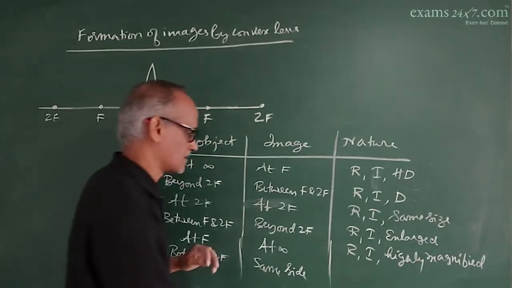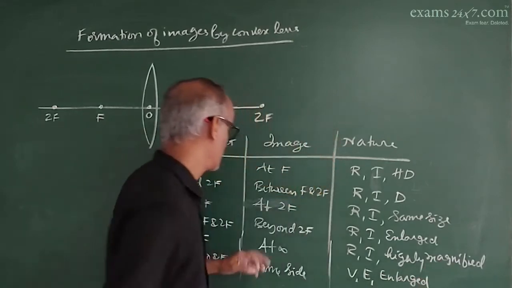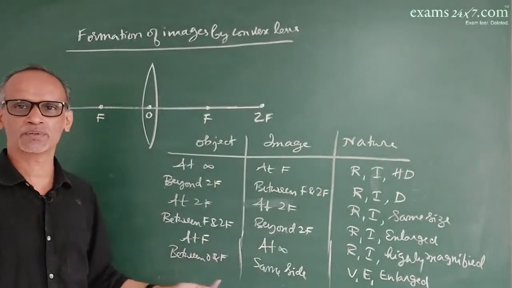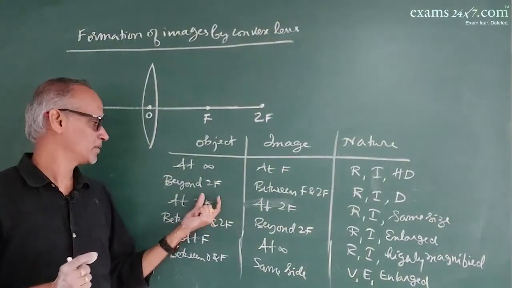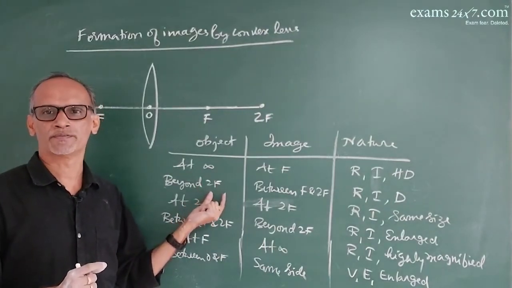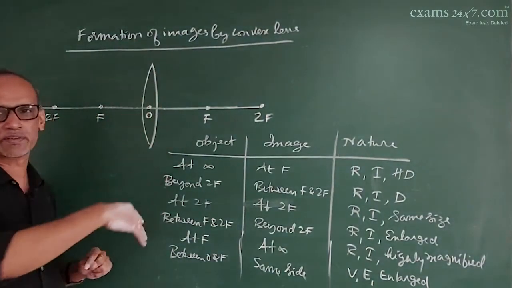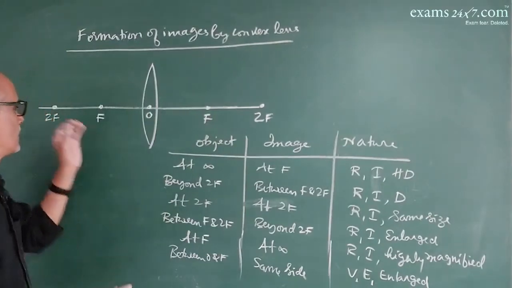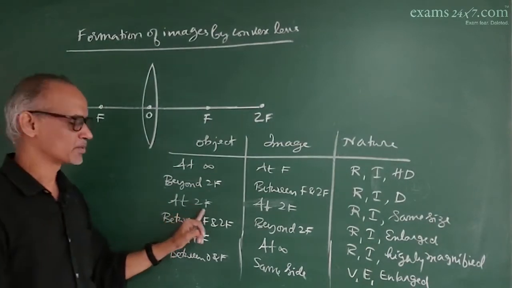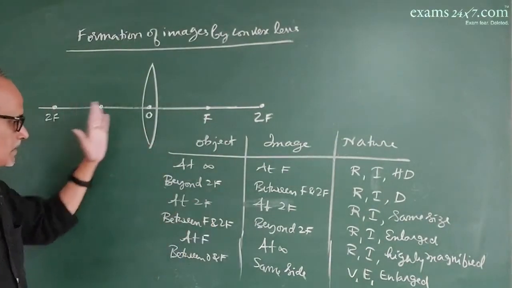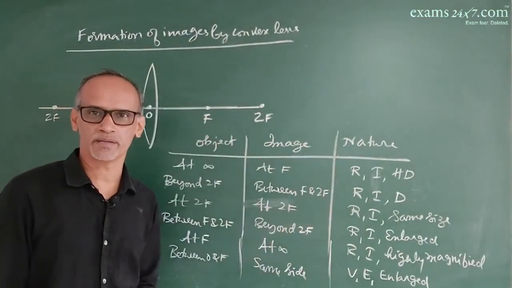And what's the nature of the image? It's virtual, erect, and enlarged. So you can see this formation of the image is almost similar to that of the concave mirror. The only difference is, instead of C in mirror, we use the point 2f, because we don't have a center of curvature as such here. For every surface there is a center of curvature, but for the lens we don't locate the position of the center of curvature. So that's why we write 2f, which is twice the focal length. So again similar to that of the concave mirror.